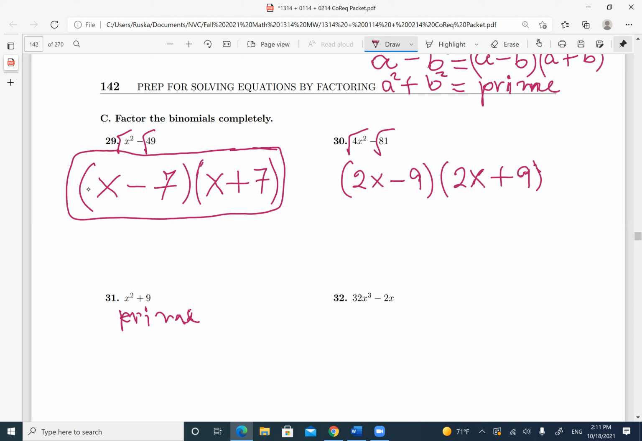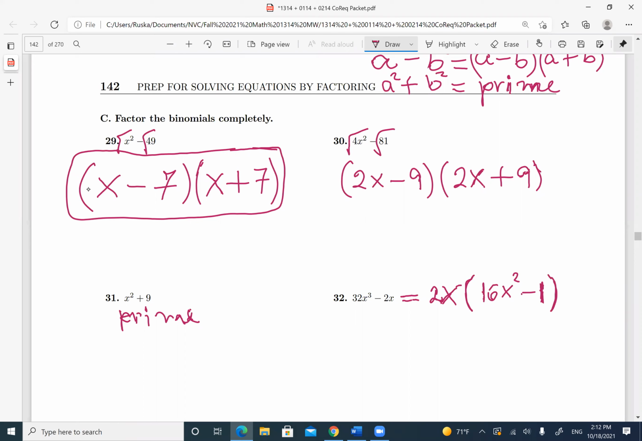Now, if I want to do number 32, looking at the numbers 2 and 32, they are not perfect squares, right? So you have to take out the greatest common factor first. What do they have in common? 2 and x. Both of those have 2 and x in common. That's why I said the greatest common factor is the first thing you factor out. So 32 divided by 2 is 16x squared minus 1, since the x is out.